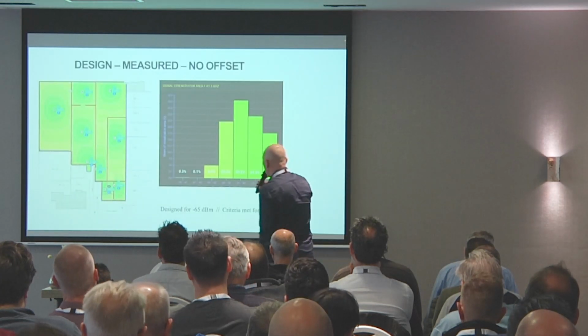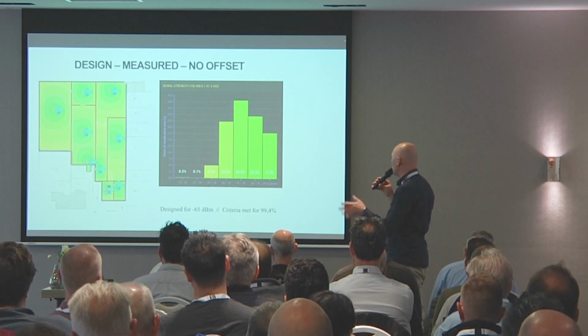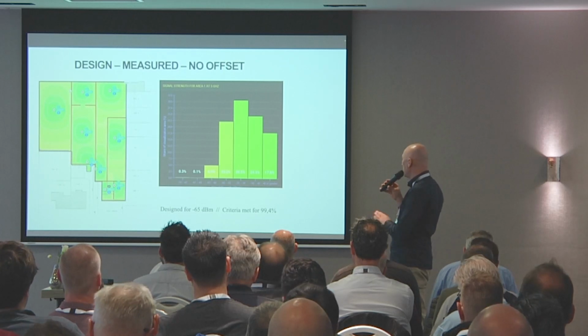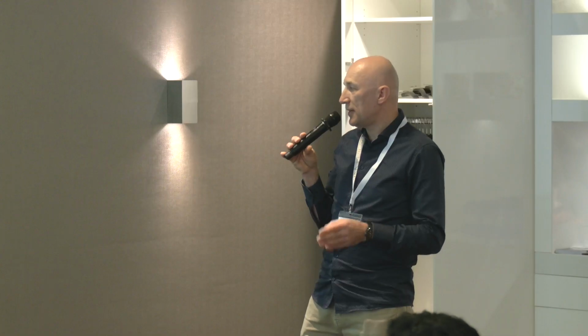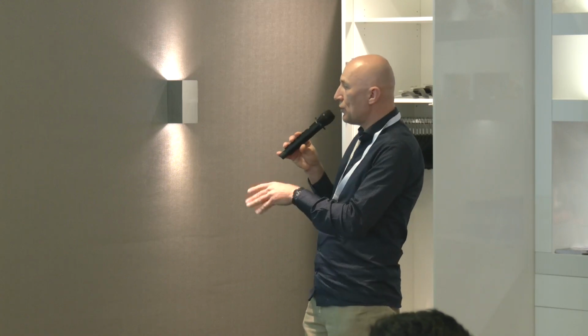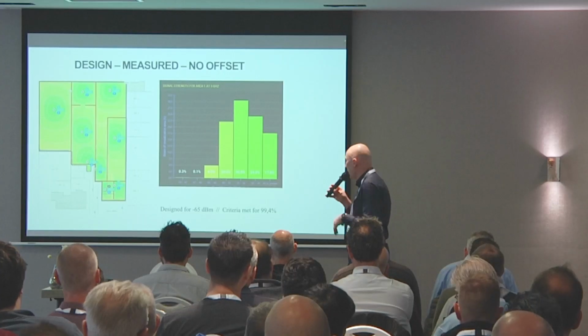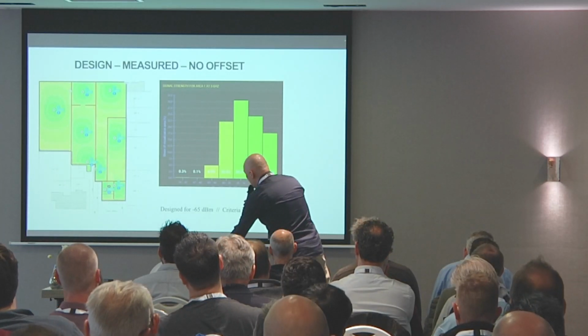Now, why is this important? I made a design, a fictive one. It's simple, just primary coverage, nothing less, nothing more. Designing for negative 65, and I want at least 90% of coverage at negative 65. So in this case, I just placed a few APs, I think 9 of them, and I meet my criteria 99.4% of the time. So all green, fantastic.